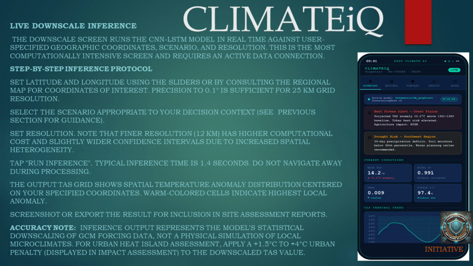So following this is the live downscale inference. The downscale screen runs the CNN LSTM model in real time against user-specified geographic coordinates, scenario, and resolution. This is the most computationally intensive screen, and it requires an active data connection. So step-by-step inference protocol. You can set the latitude and longitude using the sliders by consulting the regional map for coordinates of interest. Precision to 0.1 is sufficient for 25 kilometer grid resolution.